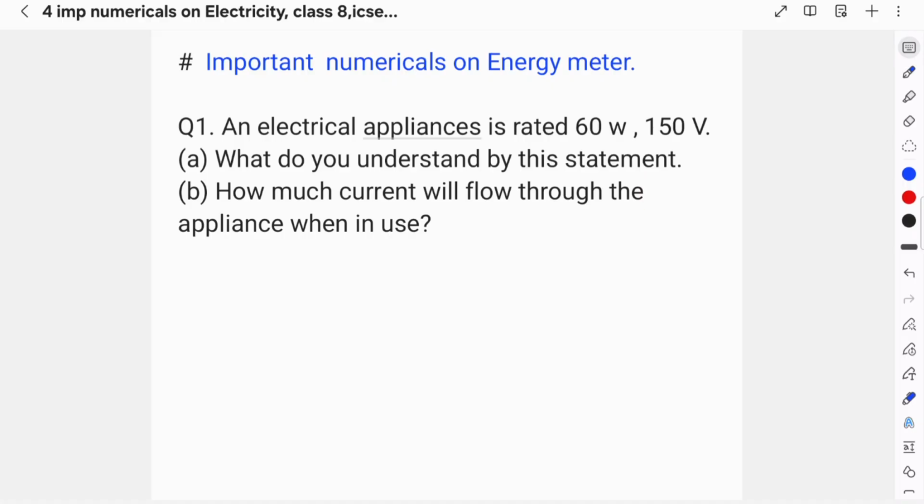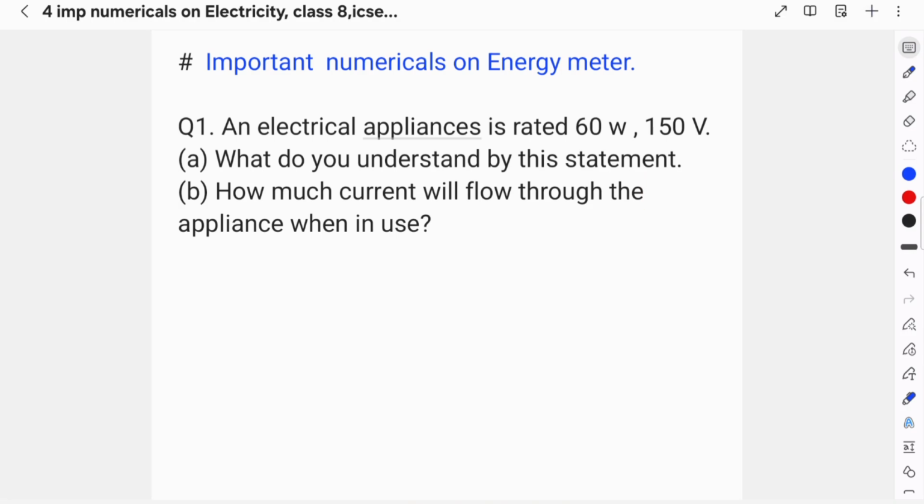So the first question is, an electrical appliance is rated 60 watt and 150 volt. What do you understand by this statement? And how much current will flow through the appliance when in use?